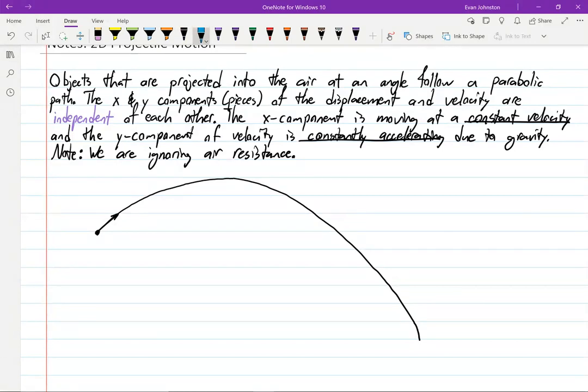And what I want to do here is break it down. So we have a little part here. This is the x velocity. This is the total initial velocity. And then this would be the y part of the velocity. I'm going to label this v y naught.